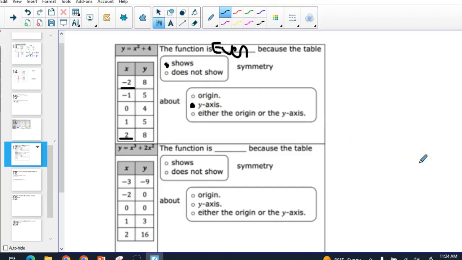Now, I want you guys to take a second to pause the video and try out our second one here. Okay, so if we look at our function here, we look at negative 2 and 2, the y values are completely different. So this is going to be neither, which I'm just going to write an N for neither. So it does not show any symmetry across the origin or the y-axis.